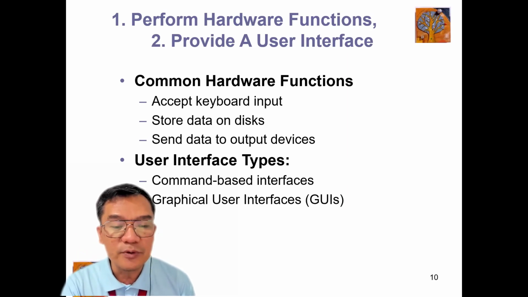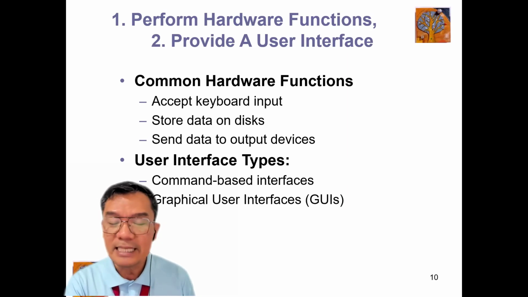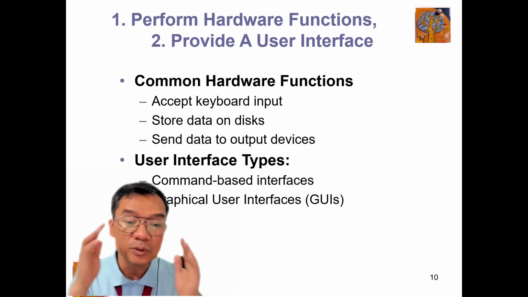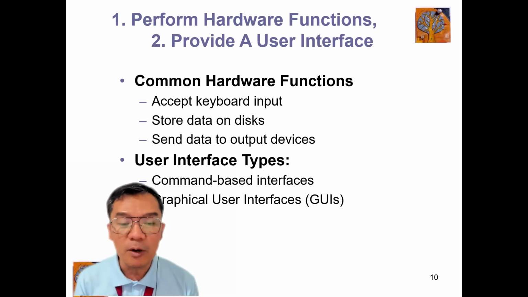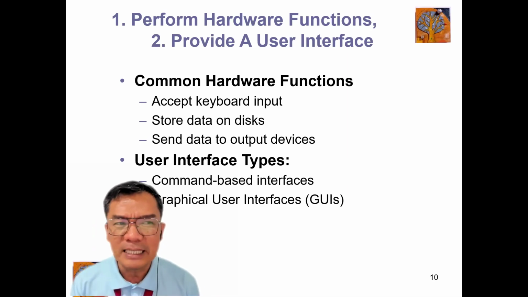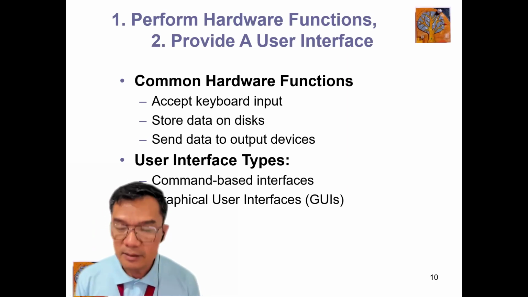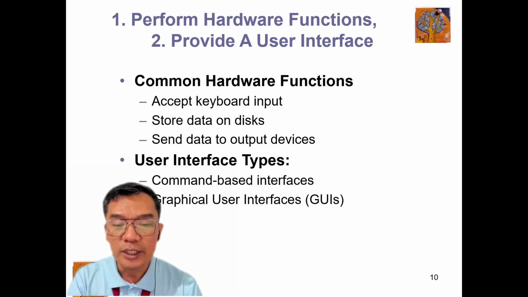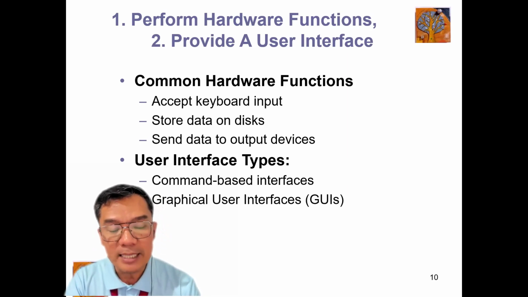A second component is to provide a user interface. The types are the command-based interface and the graphical user interface. So what are the two main interfaces? The command-based interface is where you give instructions by inputting text-based data to your computer so that it will respond. In practice, this is not a common interface, but it is normally used by IT professionals, who put in commands so that the system responds appropriately.